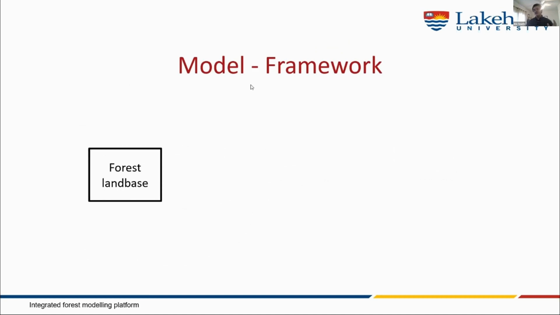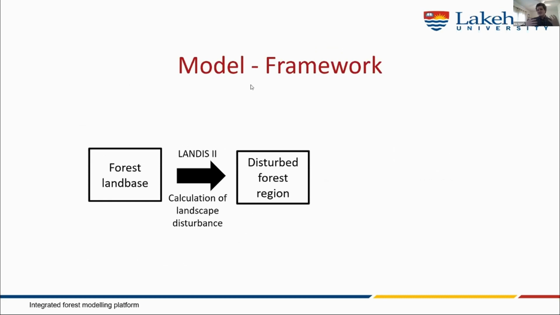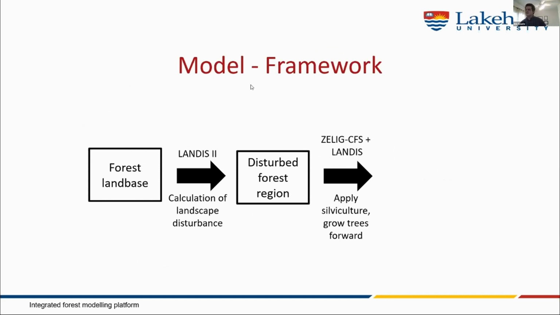So from there, we take that land base, we put it through a landscape disturbance model. This is going to calculate everything from wildfire to pest outbreaks like spruce budworm in the Northeast, for instance, as well as some disturbances like windthrow and harvest as well. That gives us the forest land base after it's experienced disturbances for a year. And we can take that forest land base, apply our silviculture, and grow our trees forward 1 year, which then gives us a forecast of the forest land base 1 year into the future.